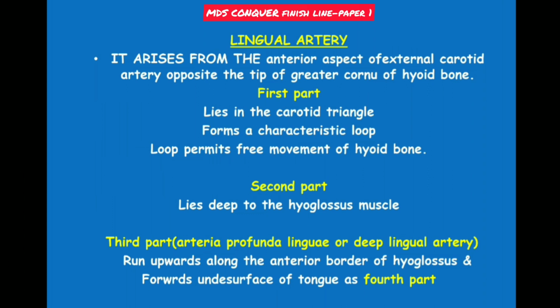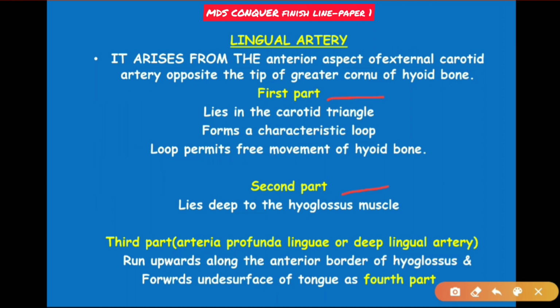Then coming to the lingual artery, the superior thyroid artery we have done. The lingual artery has four parts: first part, second part, third part and fourth part. The first part lies in the carotid triangle. The second part lies deep to the hyoglossus muscle. The third part runs upwards along the anterior border of the hyoglossus, whereas under the surface of the tongue it runs as the fourth part. So four parts, the lingual artery has four parts.